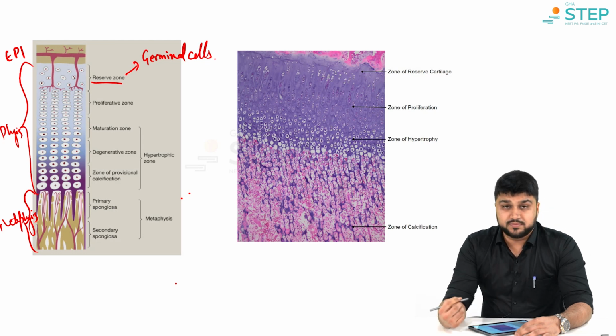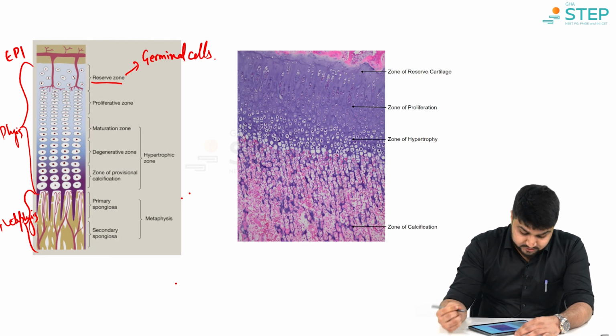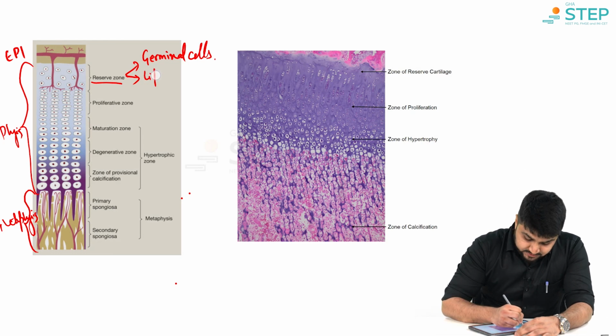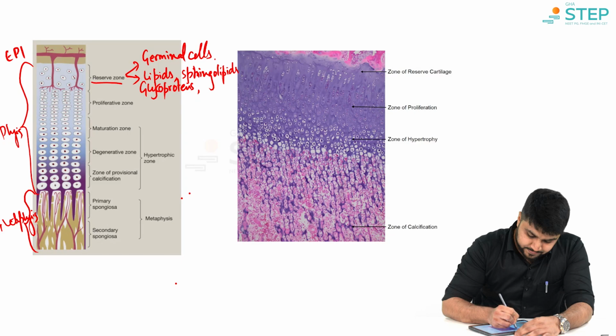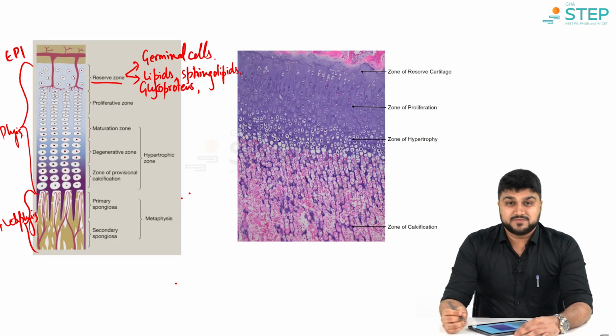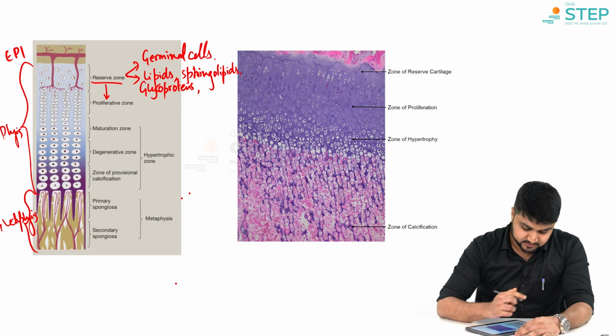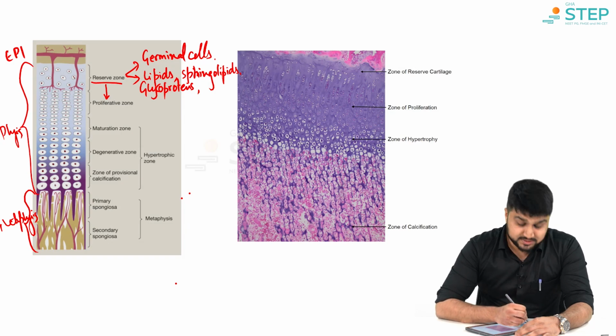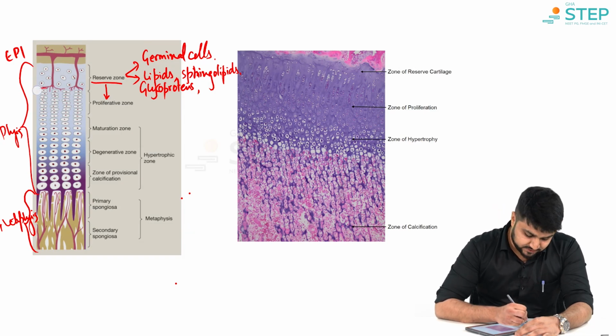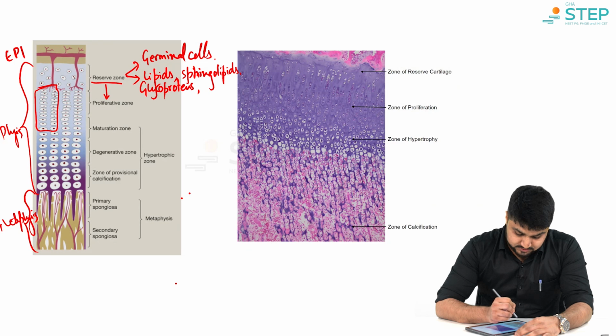It stores all the materials that are necessary for proliferation, like lipids, glycoproteins, sphingolipids, etc. Once the reserve zone gets a signal, it starts undergoing rapid proliferation and forms the proliferative zone. Here the cells rapidly increase in number and form longitudinal columns.